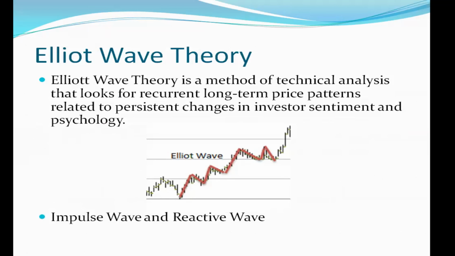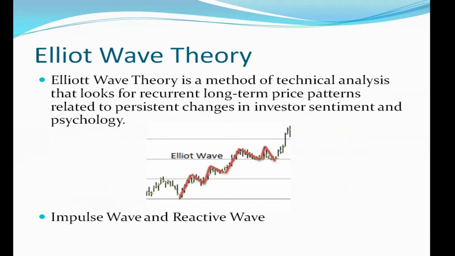Then the Elliott wave theory comes into play. What it says is it's a method of technical analysis that looks at recurrent long-term price patterns, which incorporates investor sentiments and psychology. While I'm using very tough and tricky words, what it means is the Elliott wave tells that the market moves in a wave-like form. If it moves three up and two down, and then three up and two down, it means it is in a positive trend.